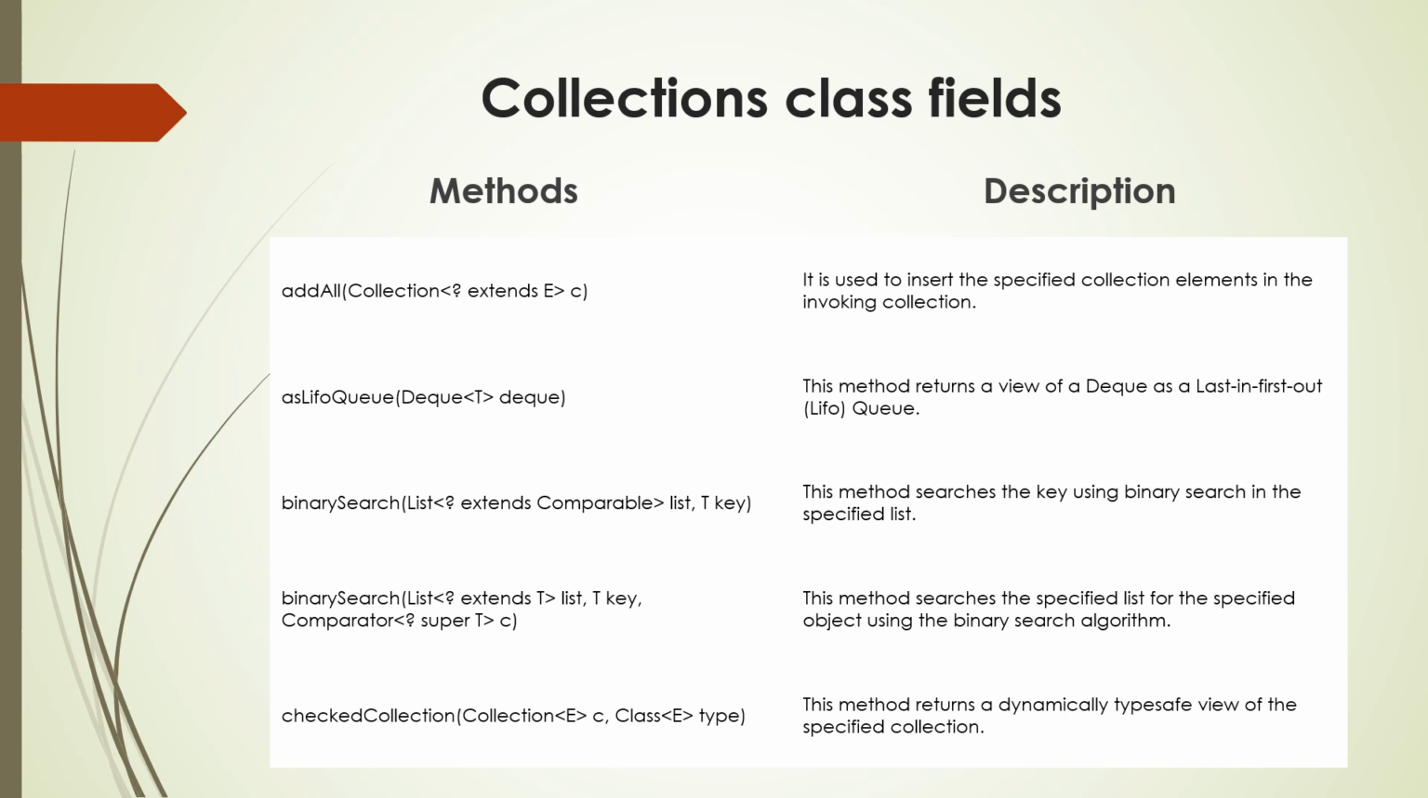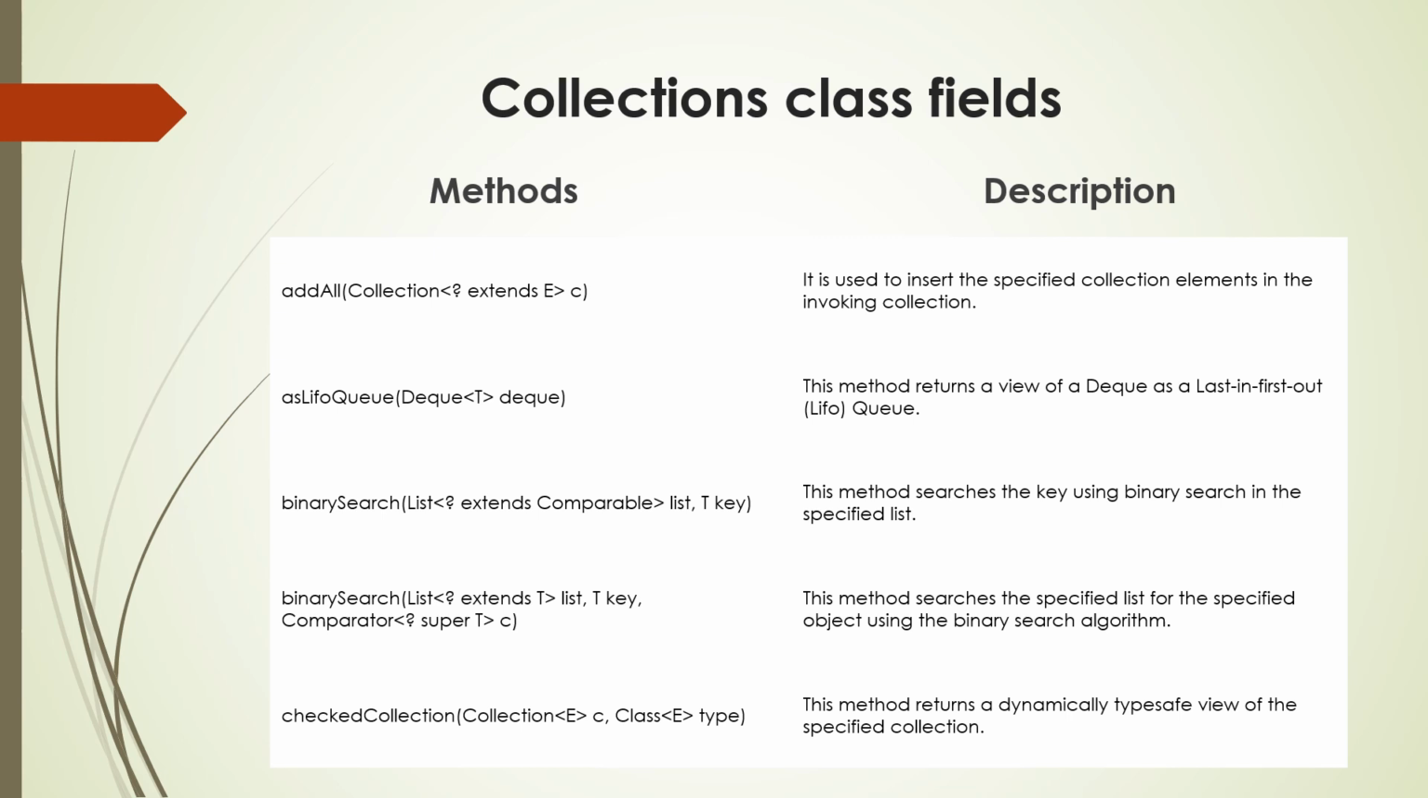Next, asLifoQueue. This method returns a view of a queue as a last in first out queue, LIFO, which is a data structure method. It means that when we are entering people into a queue, the last person who entered comes out first. That is an example of last in first out.